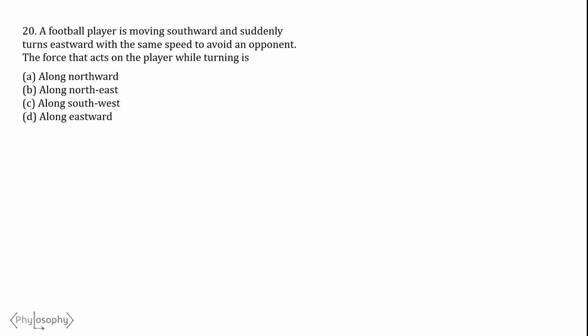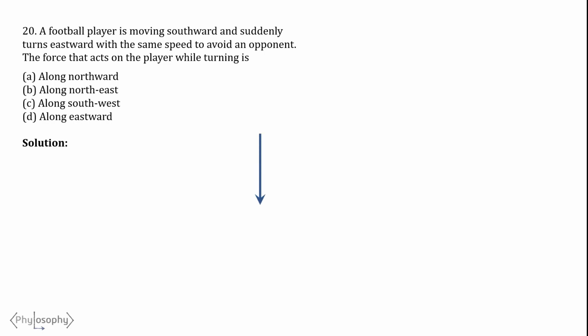Our next problem is: a football player is moving southward and suddenly turns eastward with the same speed to avoid an opponent. The force that acts on the player while turning is, and these are the four options. That is, we need to find the direction of the force acting on the player. So to solve this, let's draw the diagrams.